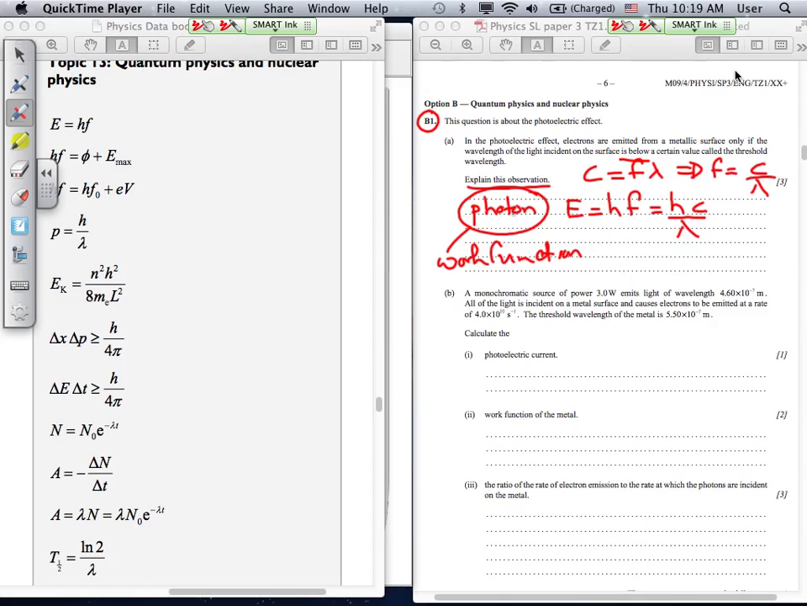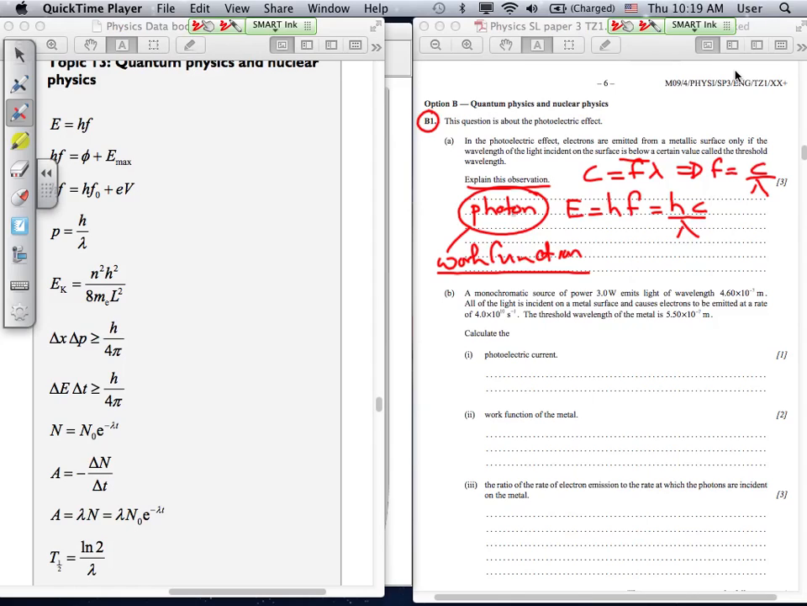If this photon has the required energy, we call that the work function. This is the minimum amount of energy that is required to remove an electron from a metal. If the photon has that amount of energy, then the electron will be ejected from the surface.